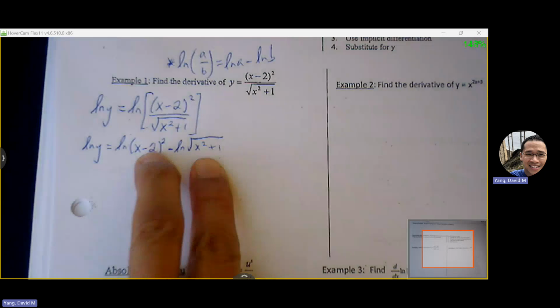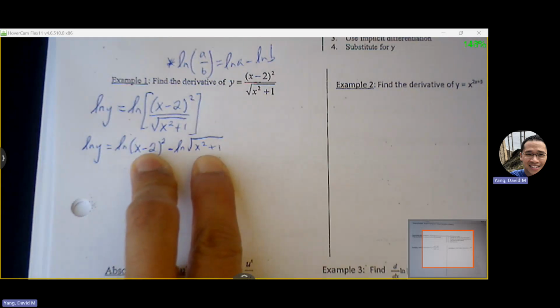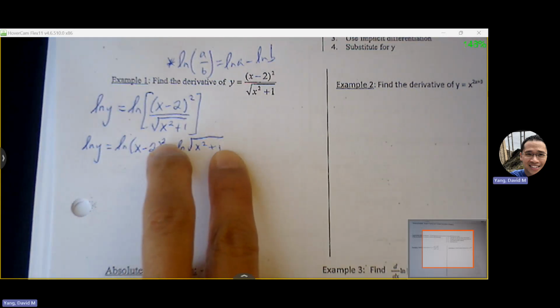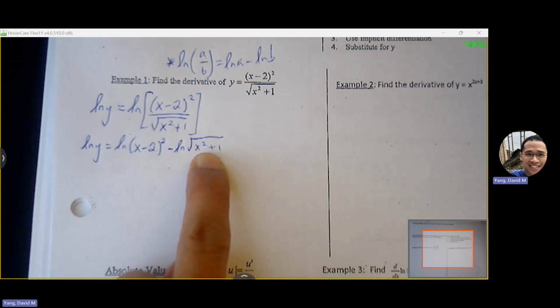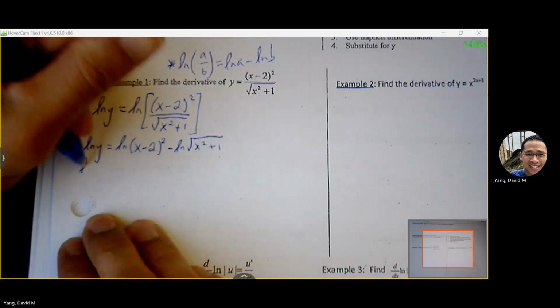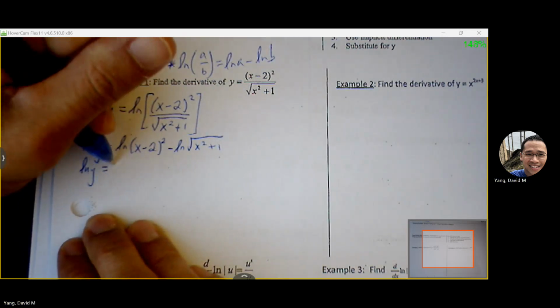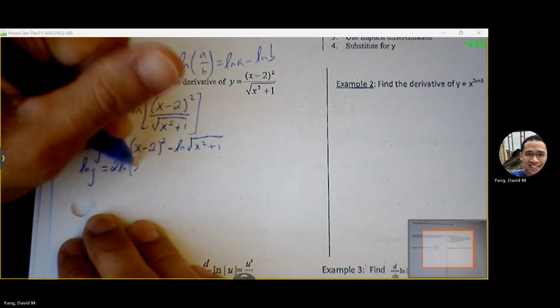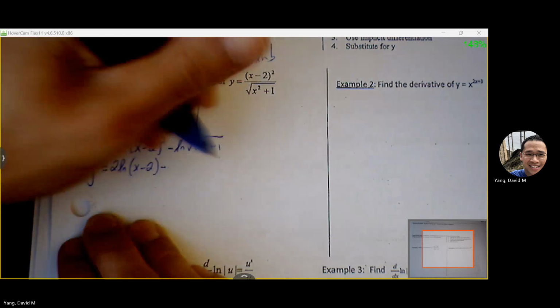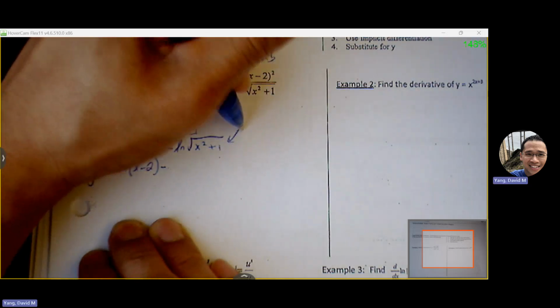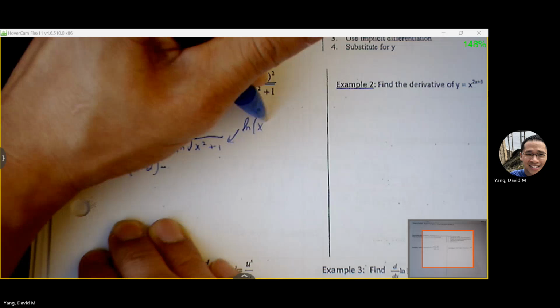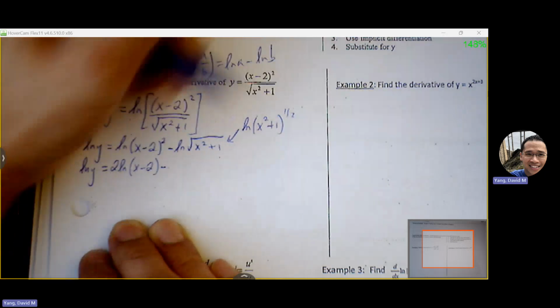Okay, we can continue with expansion in terms of power property, right? We can bring the exponent down. The radical is not an exponent, but we can make it into parentheses raised to the 1/2. Then we can bring this down. This is really just natural log of (x squared plus 1) to the 1/2.